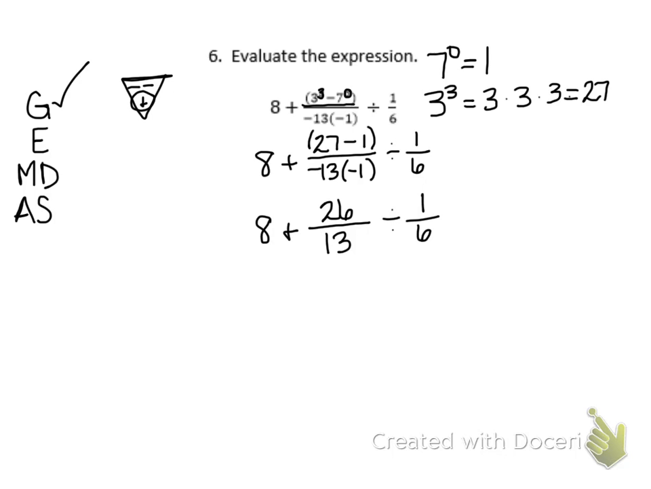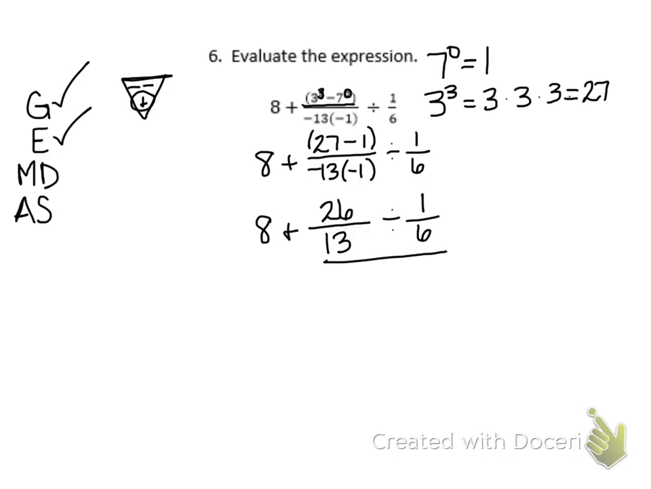Alright, so now I need to check for any exponents. I don't see any, so I can go ahead and check that off. Next thing is multiplication or division. I don't have any multiplication, but I do see division, so I'm going to underline that step. That's what we're going to do next.